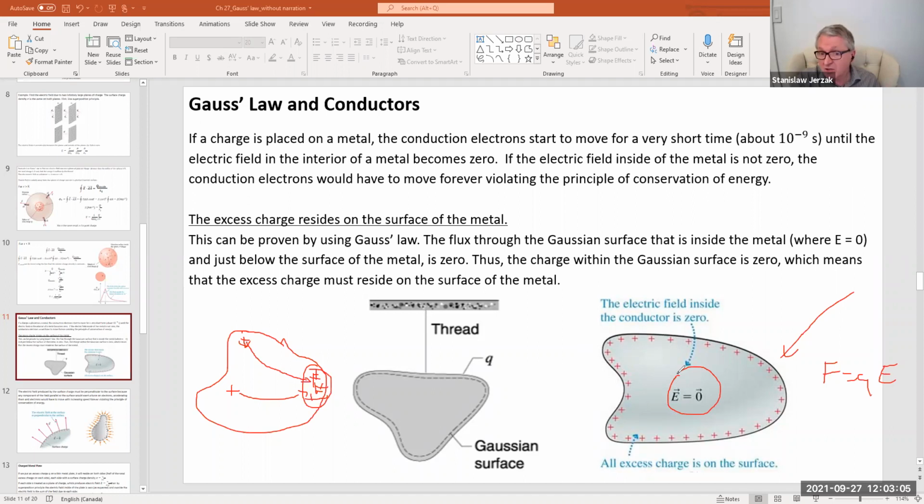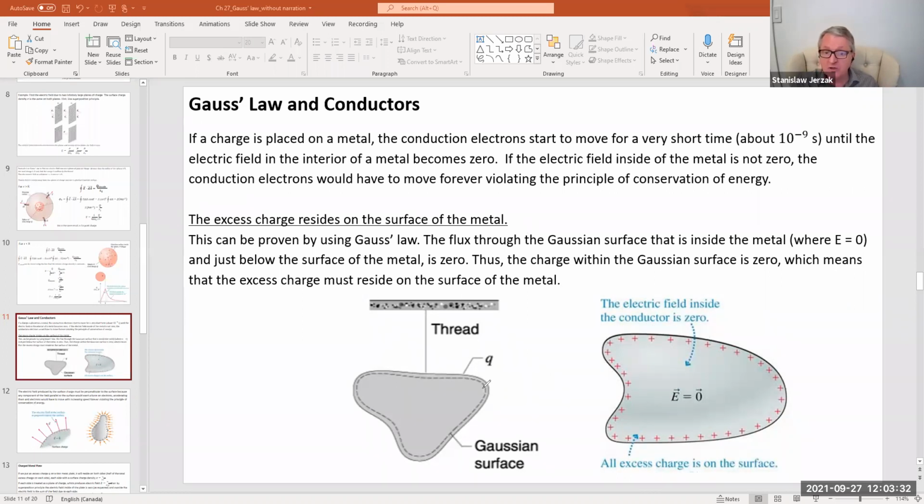I was telling you that the excess charge will be located on the surface. But to prove that it will be located on the surface of the metal, we have to use Gauss's law. Here I want to prove to you that this excess charge which you put on the metal, after a very short time, will be located all on the outer surface of the metal. How to prove it using Gauss's law?